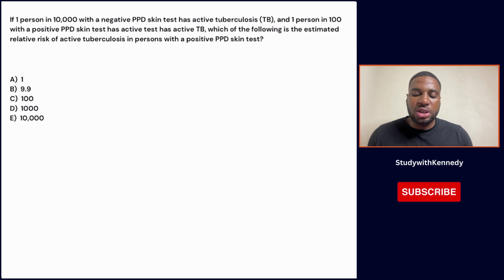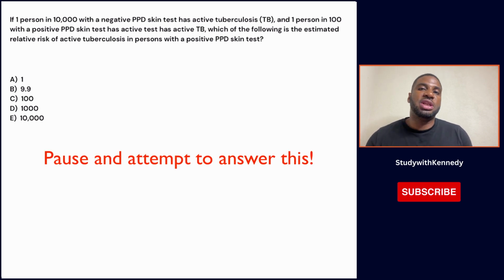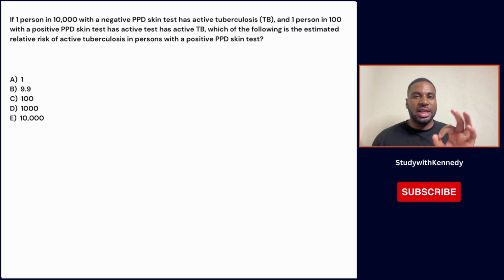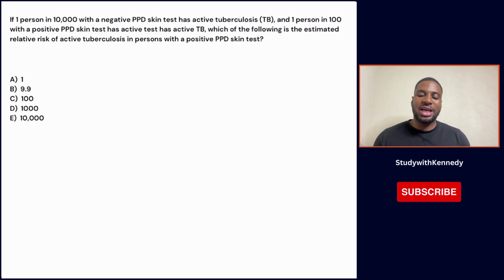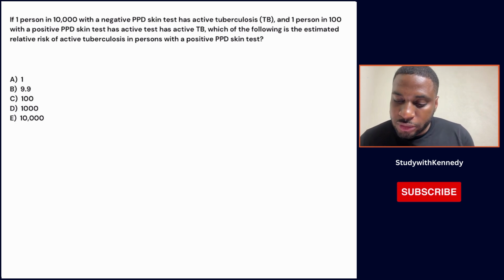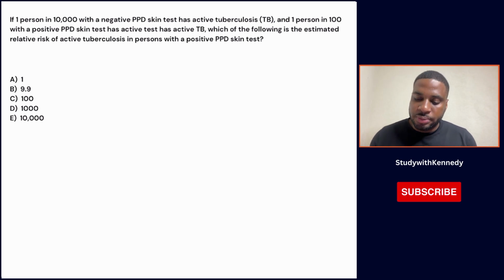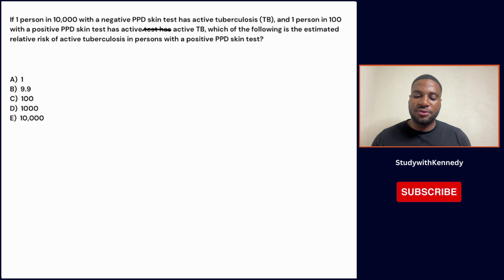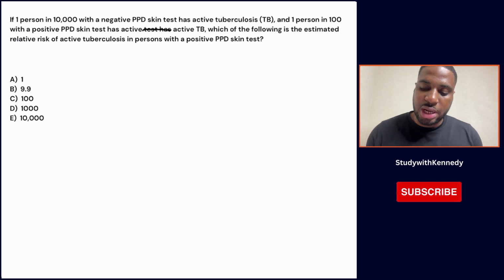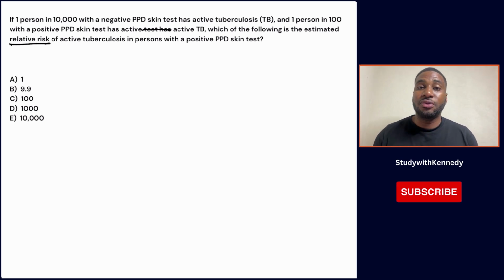Then we have this question: if one person in 10,000 with a negative PPD skin test has active TB, and 1 person in 100 with a positive PPD skin test has active TB, which of the following is the estimated relative risk of active TB in persons with a positive PPD skin test? Again, they're asking you to calculate relative risk.